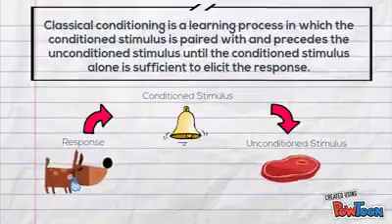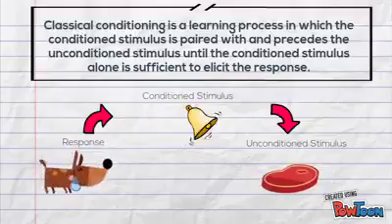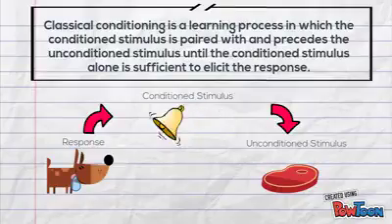Classical conditioning theory involves learning a new behavior via the process of association. In simple terms, two stimuli are linked together to produce a newly learned response in a person or animal.